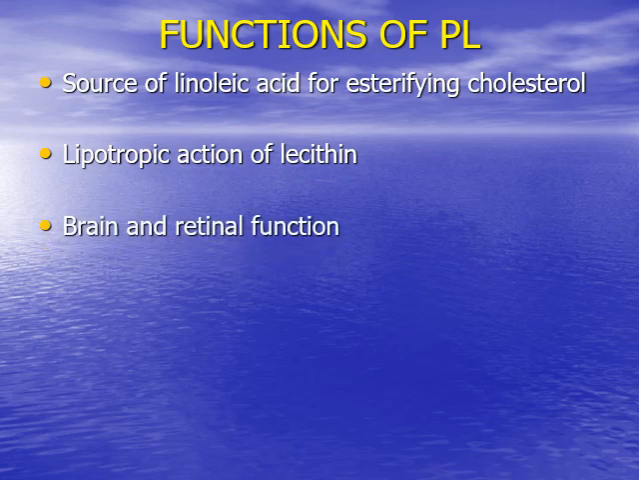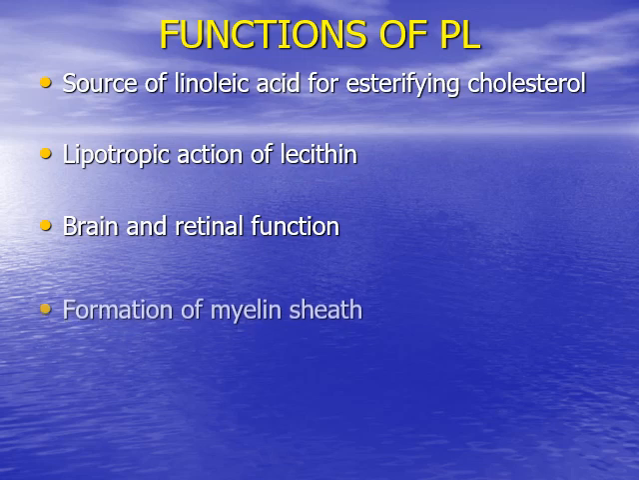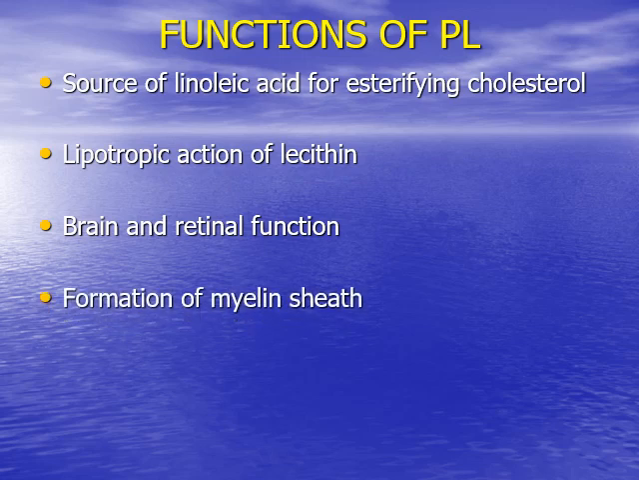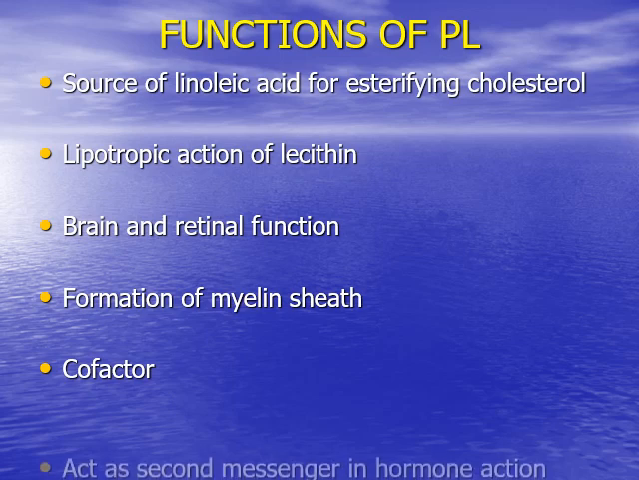Brain and retinal function. Phospholipids containing docosahexaenoic acid are abundant in cerebral cortex and retinal rods, where they help in retinal and brain development. Formation of myelin sheath. Phospholipids are important constituents of myelin sheaths and participate thereby in insulating myelinated nerve fibers and in saltatory conduction of nerve impulses. They act as cofactor for some enzymes.